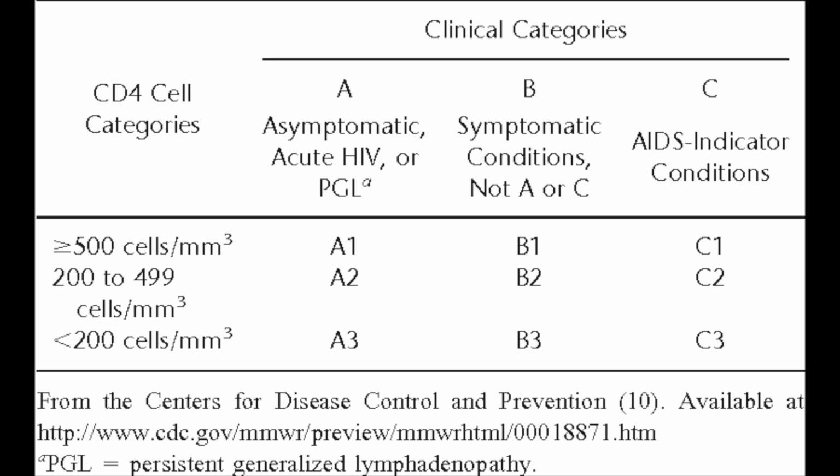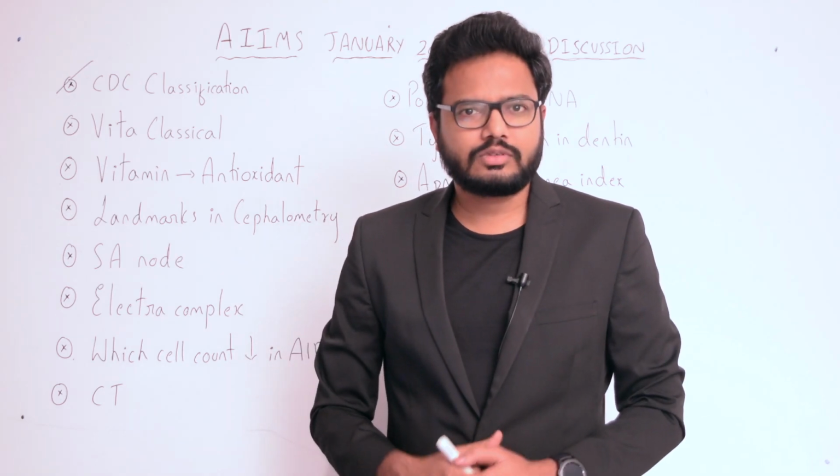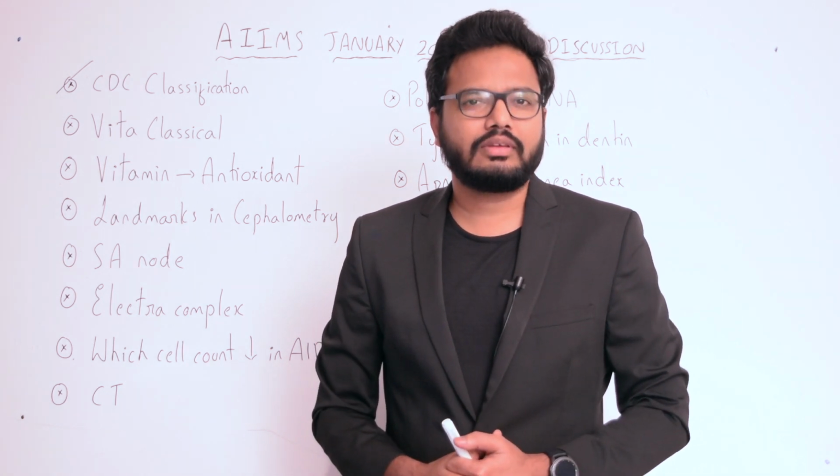Among these clinical categories, you can see various CD4 cell categories as well. More than or equal to 500 cells per cubic millimeter in case of A1, B1 and C1. 200 to 499 cells per cubic millimeter in case of A2, B2 and C2, and less than 200 cells per cubic millimeter, which is diagnostic of AIDS, in case of A3, B3 and C3, right? So just keep this classification given by CDC in mind.